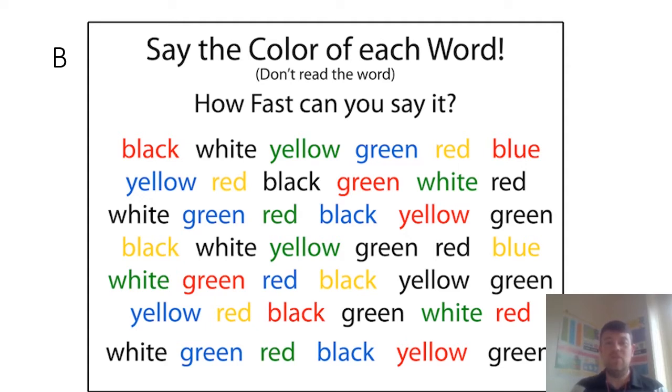Now you have to read each word as fast as you possibly can, but you don't say what the word is, you just say the colour. So for example, for this you would not say black, you would say the word red. For this you would not say white, you would say black. Green, blue, yellow, red, etc., etc.